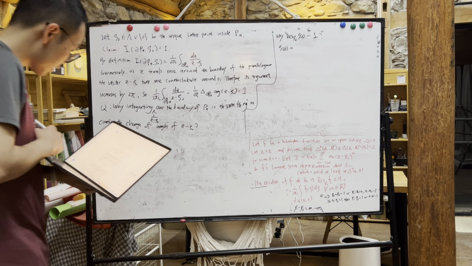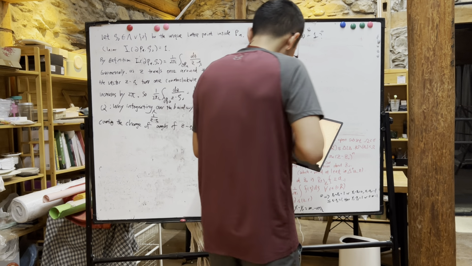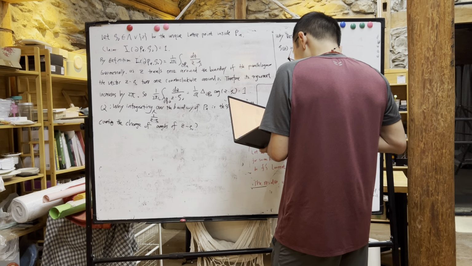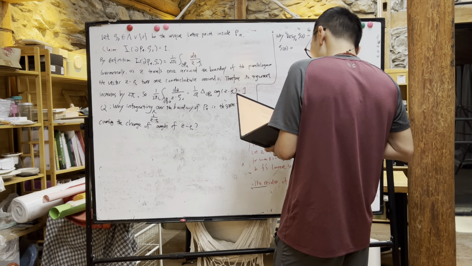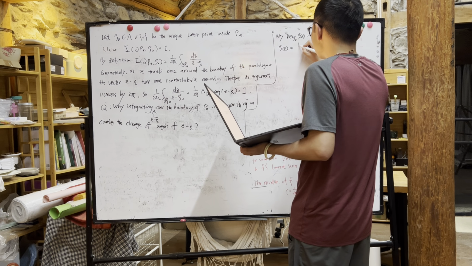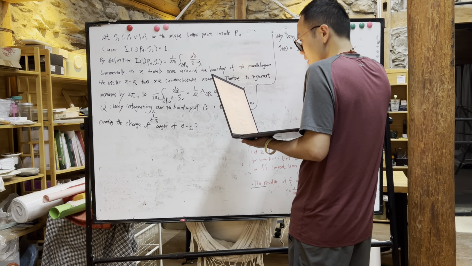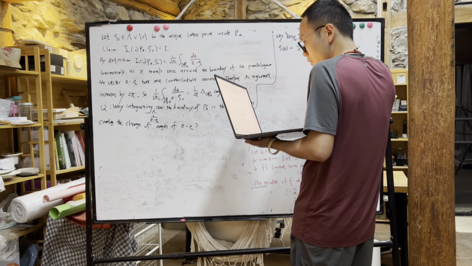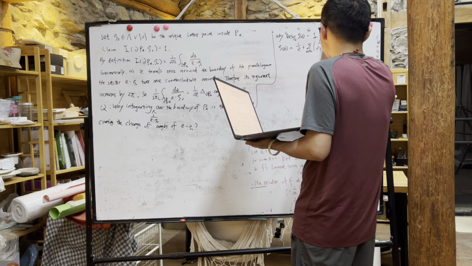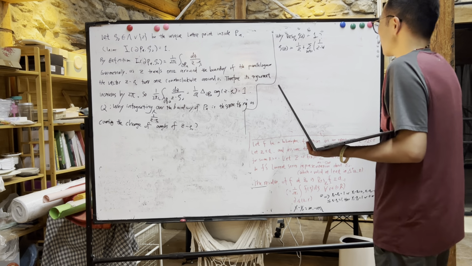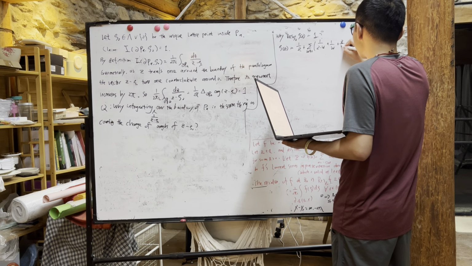Let's see. So we know that the zeta function, by definition, is equal to 1 over z plus the summation over omega not equal to 0 in the lattice of 1 over z minus omega plus 1 over omega plus z over omega squared.